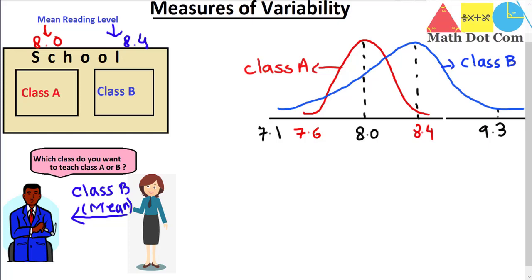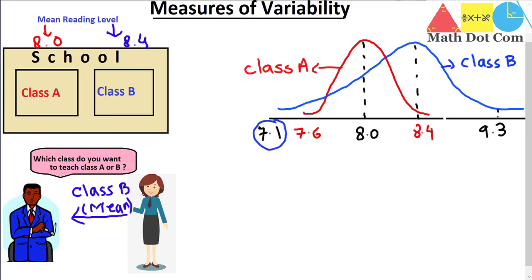While looking at the graph of class B, it is clear that the average reading level is 8.4, but there are a lot of students, as its variability is showing here, who have a reading level that is away from the mean, that is 8.4. Either there are students who have a very high reading level, or there are students who have a reading level below the mean and far away from it, like the 7.1 value.